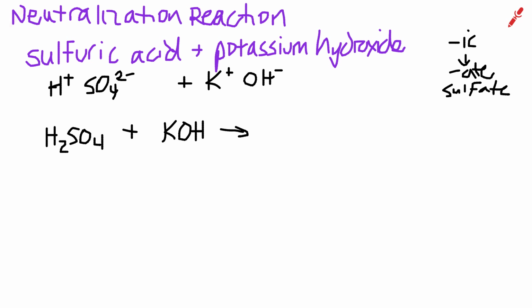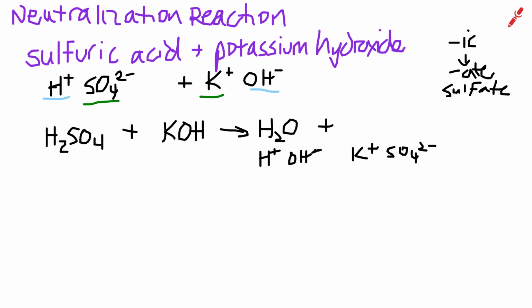Now, like I said before, we've already done a lot of the work when we're given the names. Now we just have to pair up H and OH, and we would get HOH. H plus and OH minus would give us HOH, which is also water. And then the SO4 with the -2, K plus would pair up with that. K plus and SO4 with a -2, you'd get K2SO4.